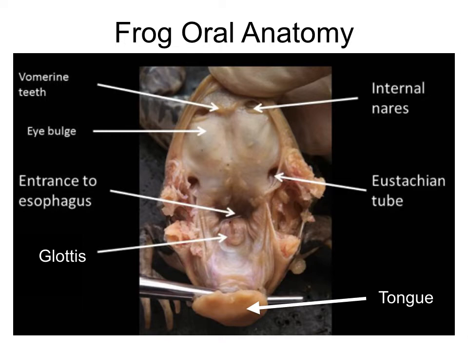Okay, so your teeth in your upper jaw are maxillary teeth, right? They run around the edge of your mouth. If you had vomerine teeth, they would kind of stick out from the middle of your hard palate, which would be pretty strange. To either side of the vomerine teeth are the internal nares. Nare is a fancy word for nostril, right? So these are the openings that connect the oral cavity to the external nares.